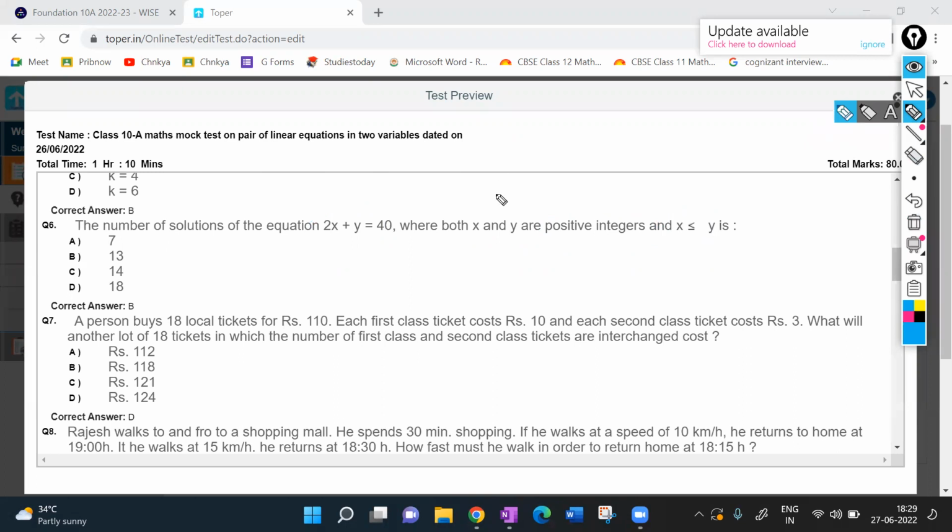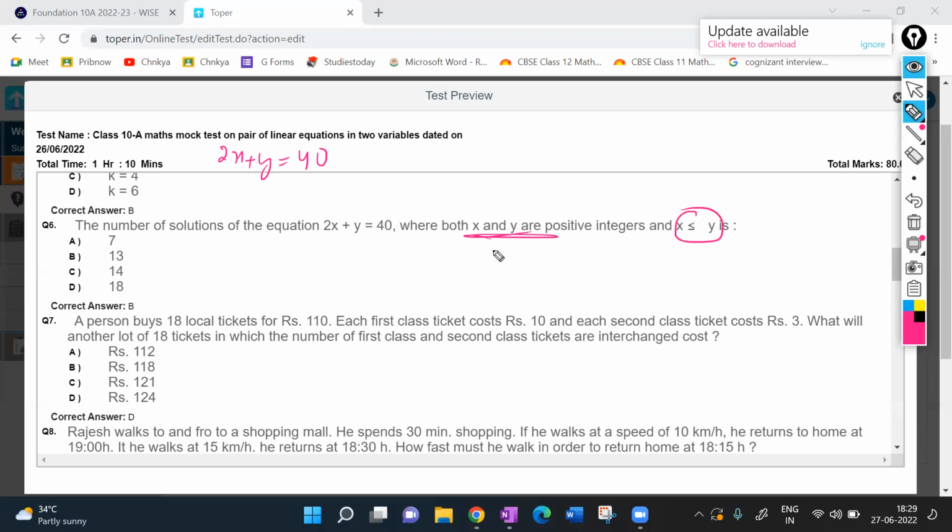Here basically what he has given is 2x plus y is equal to 40. Both are positive integers, and x is less than or equal to y. So you can go with the trial and error method. Because both are positive, we can start from 1 to 40, but it is very time consuming.